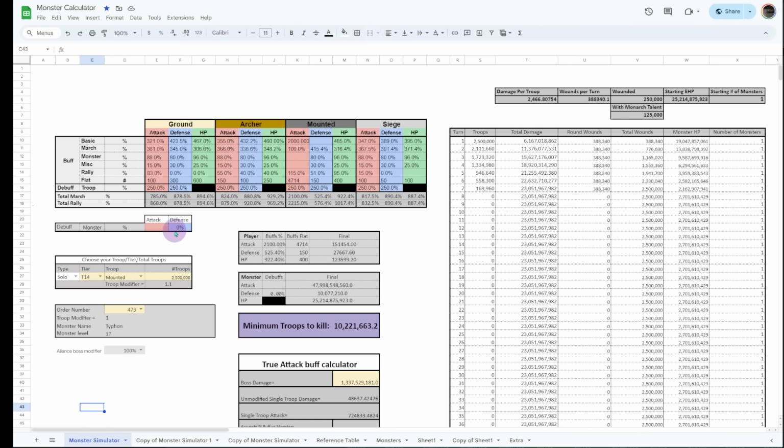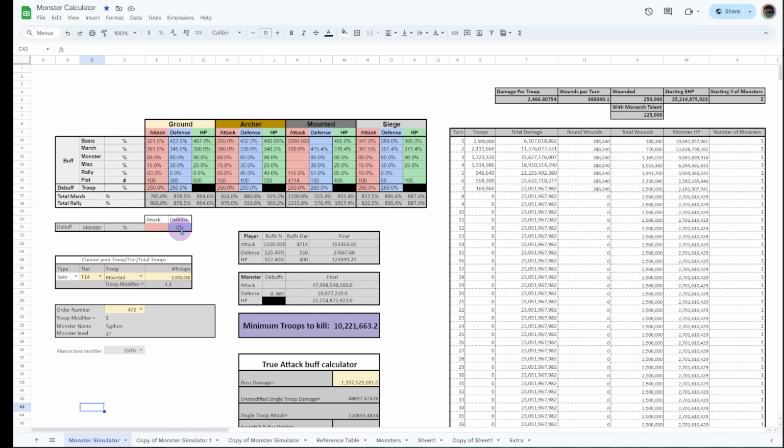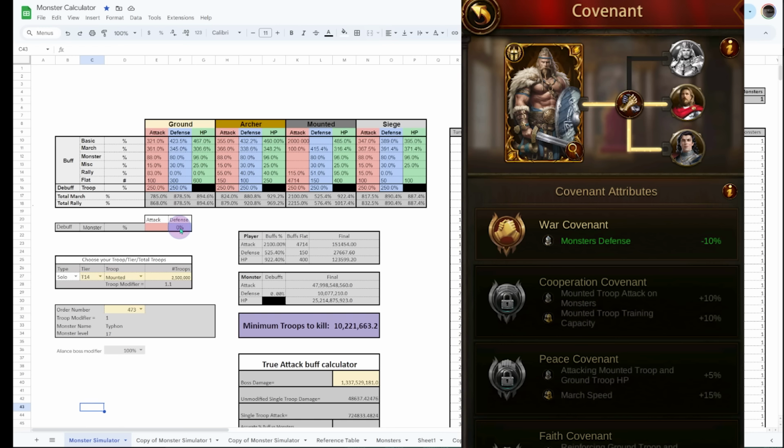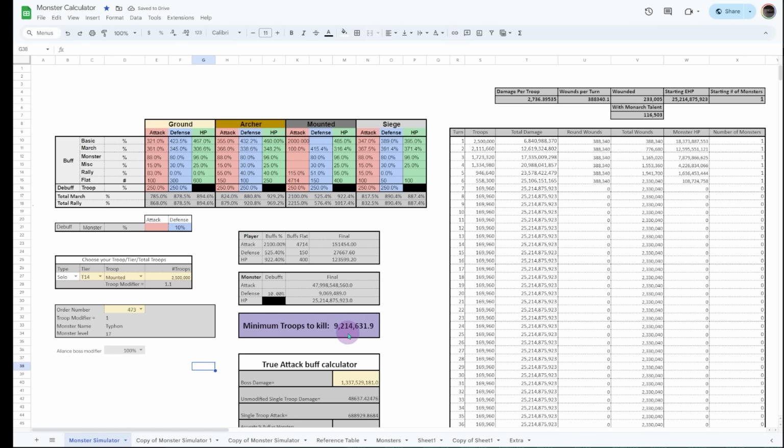So what if we debuff the defense? Now, I made a post on Discord saying, hey, everybody should at least get one Beowulf as an assistant for their monster general. So if we were to use his covenant and subtract defense by 10%, you'll see what a difference 10% defense would make. So it's 10 million down here, and it basically subtracts the number of troops you need to take out this typhoon by 1 million. And you actually are able to defeat this typhoon now. You have a lot of wounds, but you're actually able to defeat him. Now, that's just 10%, from a Beowulf that is your assistant that has that covenant. You could also use a variety of other generals that do the debuff. Now, these debuffs don't always stack with each other, so you have to be careful about that.